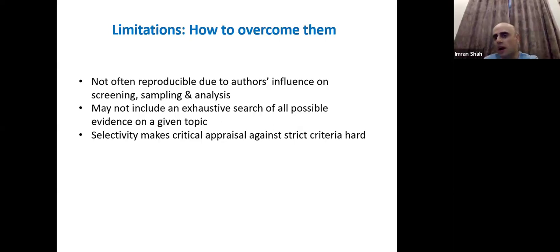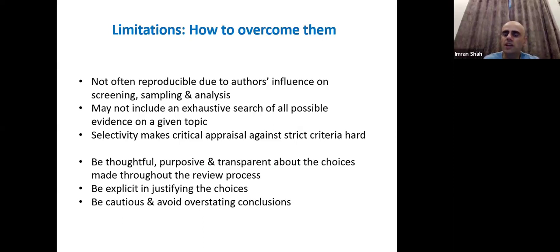So how do we overcome that? This looks bad, yes, but there are ways in which we can minimize this from looking that bad. We can be thoughtful right from the beginning. We can be very clear. We can be purposive. Audience is there. Topic is defined. We are very transparent. We are not keeping any secrets. We are telling what were the databases used, what were the search terms used, what were the criteria on which we excluded articles, how we sampled the articles. So everything is very explicit.